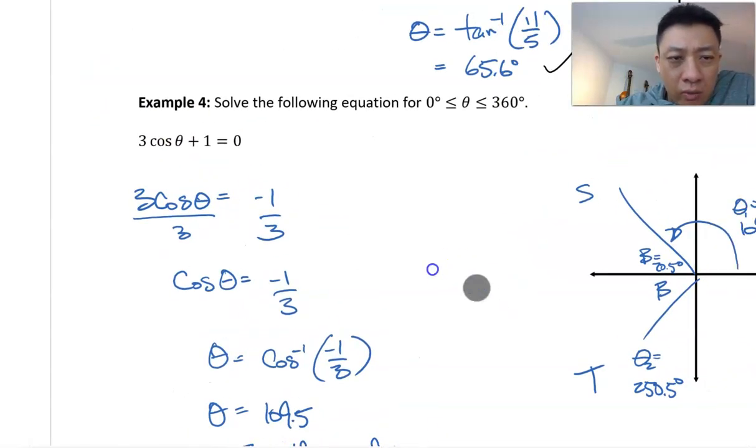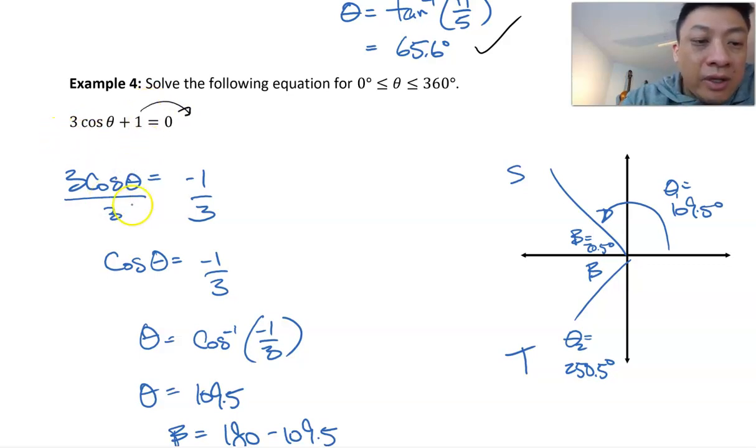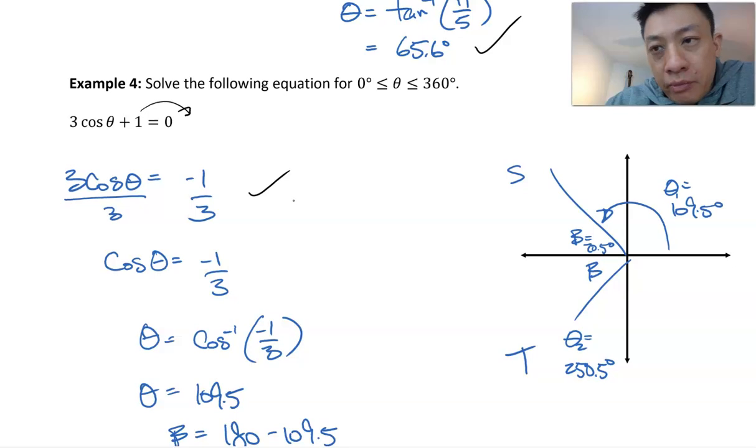We don't really know how to work with that, but we can try to solve for theta by moving things around, right? So I'm going to send this 1 over, and then I'm going to divide everything by 3, and that should look like this. This way I get myself into a very comfortable position that I'm used to. Cos theta is equal to negative 1 over 3.